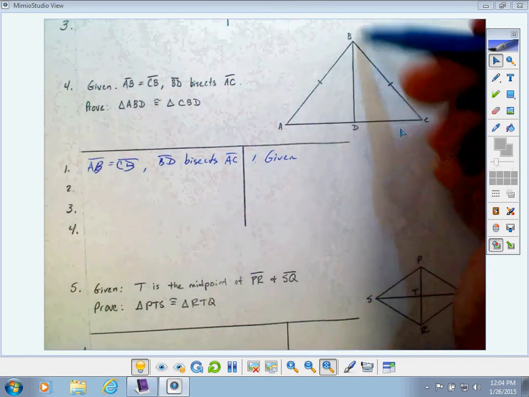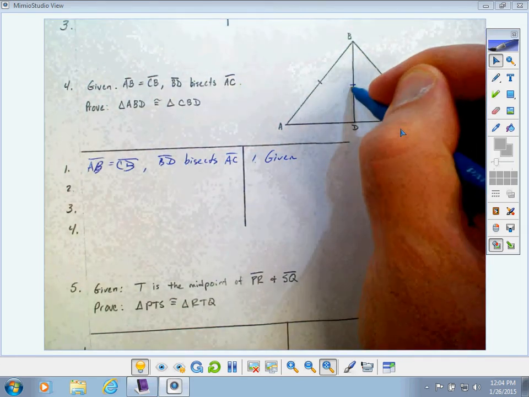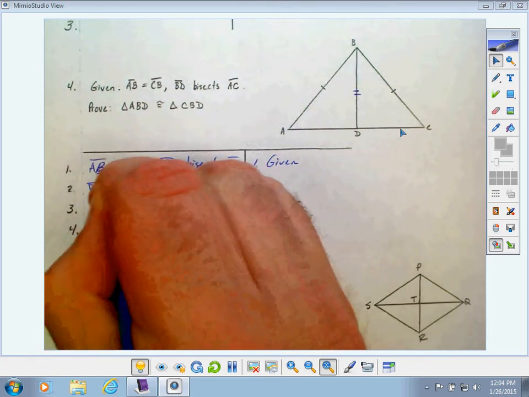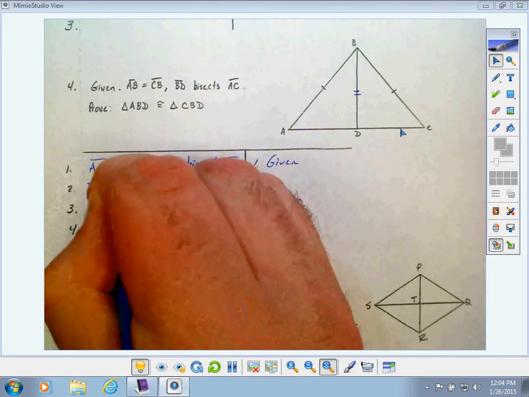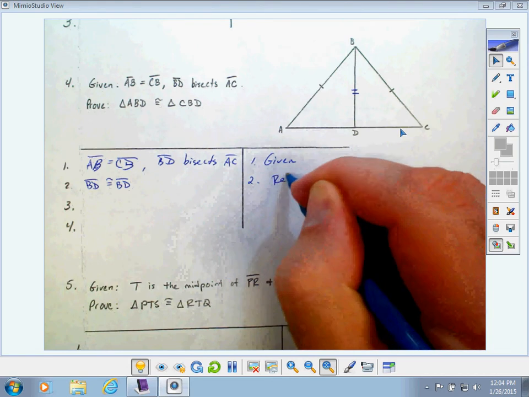If you look at BD right here, I have again a shared side. This time it's my second pair, so I'm going to give it 2 marks, and I'll say BD is equal to BD, or you can say congruent, it's okay. And this is the reflexive property again.